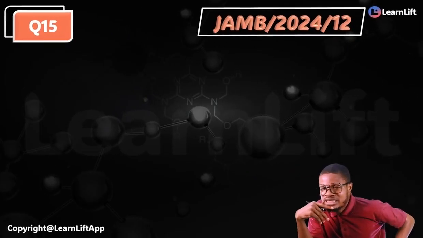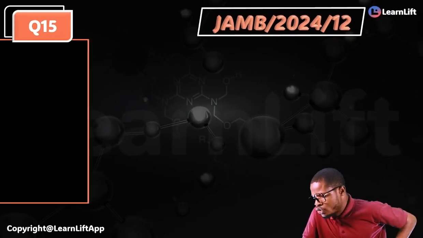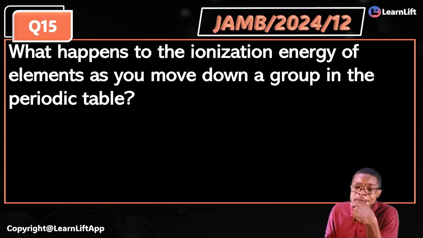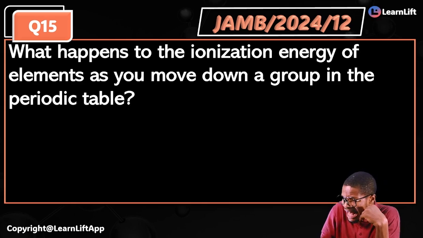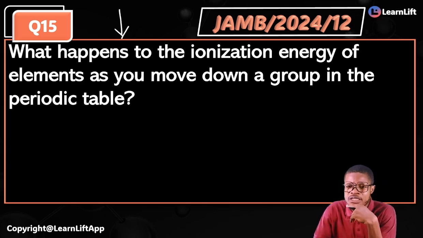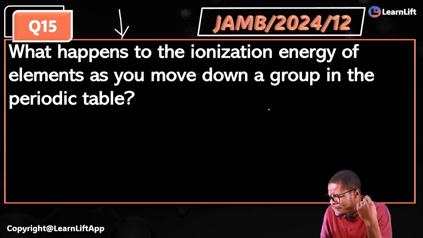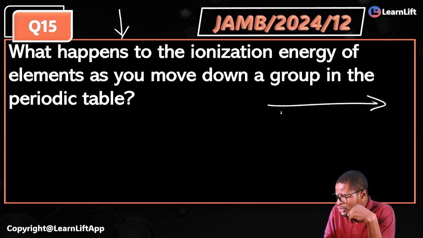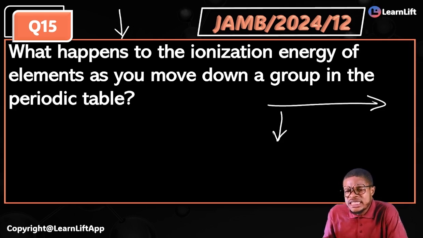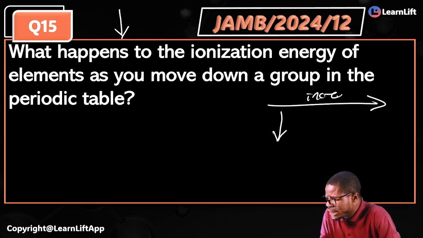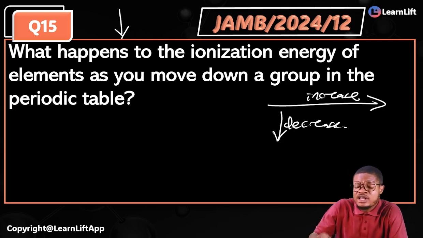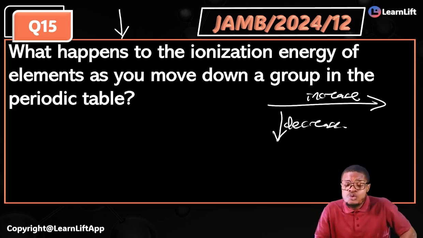Look at this question that was asked. JAMB 2024, question 12. The question says, what happens to the ionization energy of elements as you move down a group in the periodic table? Across the period, ionization energy increases, but down the group, ionization energy will decrease. So this one will increase, this one will do what? Decrease. The question is, what happens to ionization energy as you move down? It will decrease.